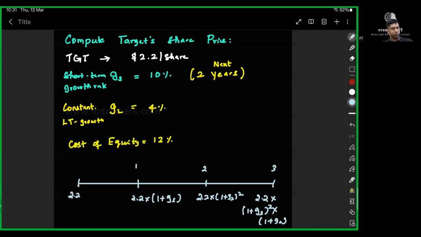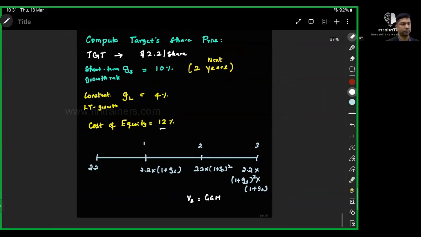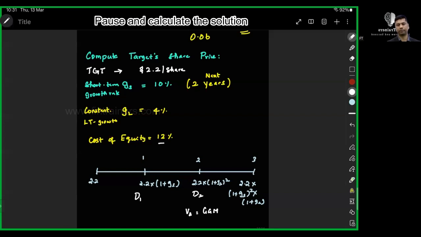So for two years you will multiply with the short-term growth rate of 10%. Then in the third year, you will multiply the calculated D2 with 1 plus the 4% growth rate, right? And you will use that to calculate the value V2 using GGM, the Gordon Growth Model, and discount all of this to today using the discount rate of 12%. So let's start with the dividend computation. You can calculate your D1, D2, and D3, discount D1 and D2, and using D3, calculate V2 using GGM.